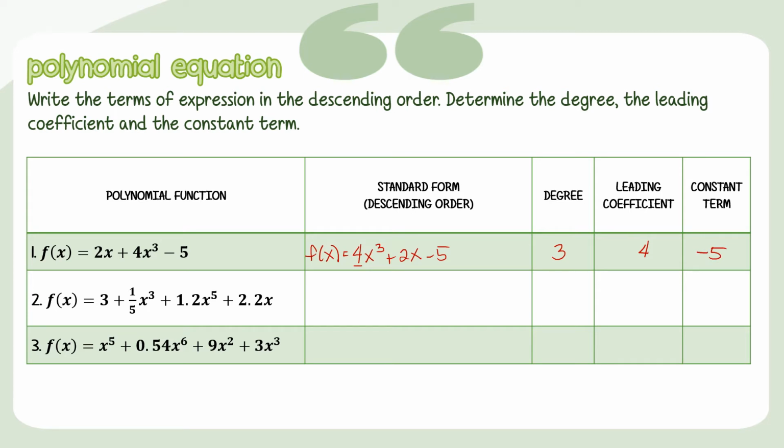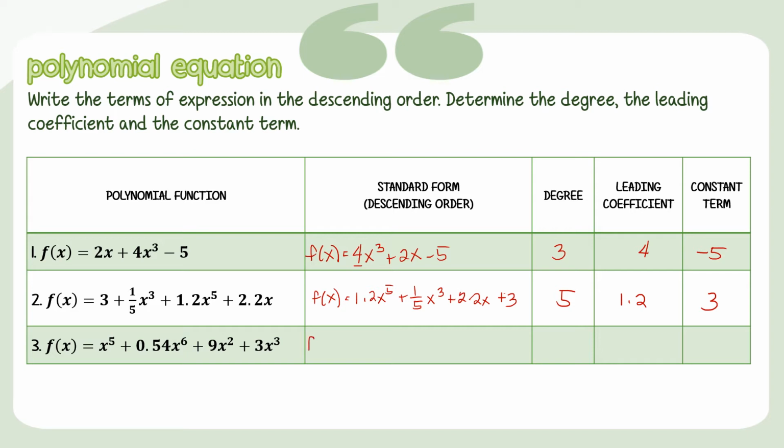Okay? Another example, we have f of x. Saan yung pinakamataas? Yan, 1.2x raised to the 5th power. Next ay 1/5 x cubed. Next ay walang x squared, so doon na tayo sa x. 2.2x plus 3. Now, the degree is the highest exponent, so this is 5. Leading coefficient, the leader na coefficient, 1.2. And the constant term ay yung term na walang kasamang variable, which is 3.